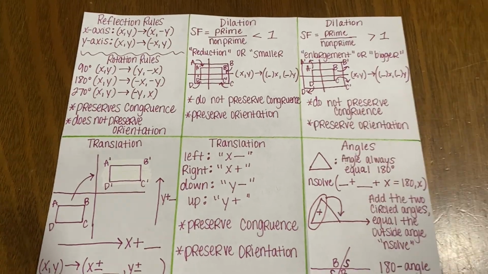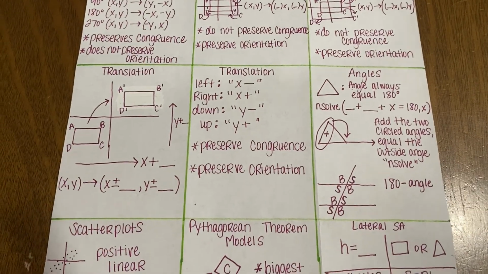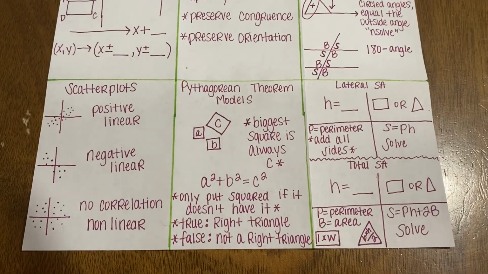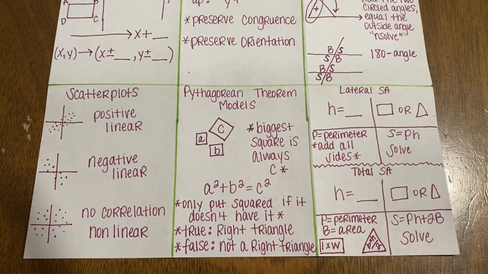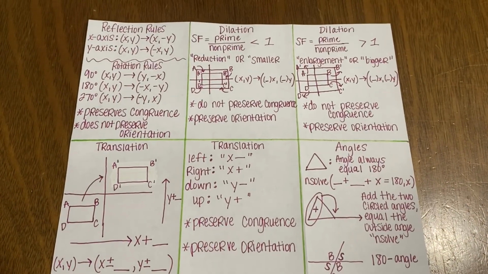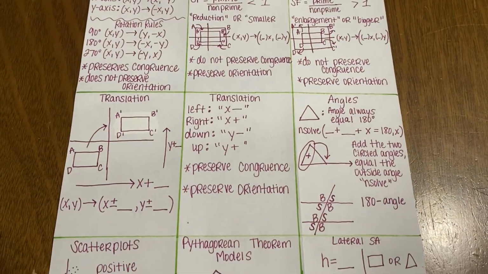This is what your chart should look like now that we're done. Make sure you have all this information written down correctly. All of this will help you be successful in April when you take your STAAR test. Ethan, I'm talking to you. Make sure your paper looks like mine.